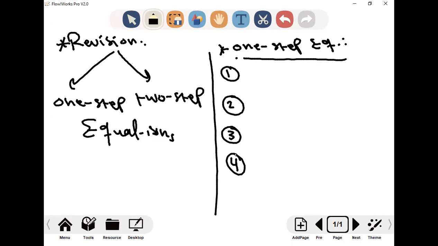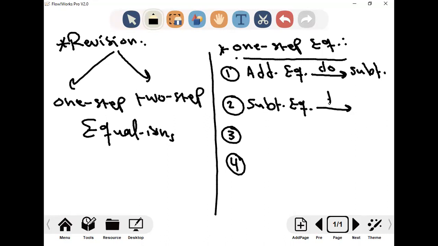Copy with me. The first one is addition equations. And if we have addition equations, we do what? Subtraction. We do the opposite operation. The second type, we called it subtraction equation. And if we have subtraction equation, we do what? Add. If we have subtraction, we do addition. If we have addition, we do subtraction.